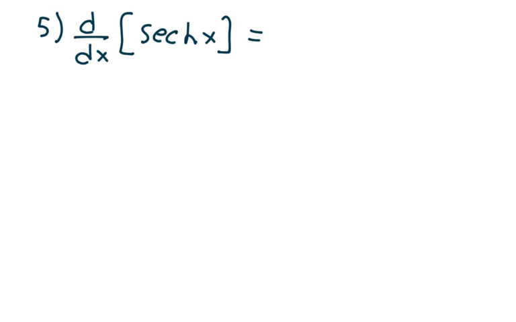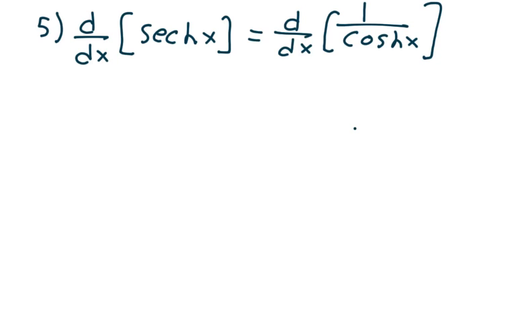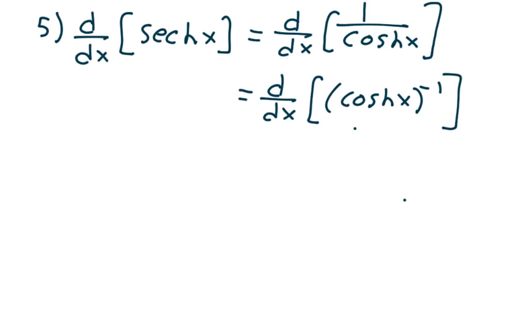Let's take a look at number 5. So if I want the derivative with respect to x of hyperbolic secant x, this is the derivative with respect to x of 1 over hyperbolic cosine x, which is the derivative with respect to x of hyperbolic cosine x to the negative 1. And we're basically doing the same thing. It's the same idea as number 4. So this is negative 1 times hyperbolic cosine x to the negative 2 times hyperbolic sine of x.